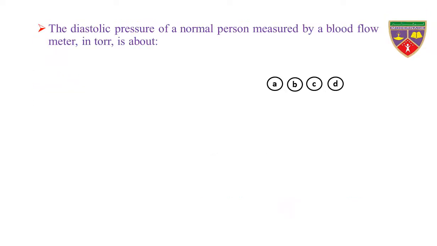The diastolic pressure of a normal person measured by a blood flow meter in torr is about option A 75 to 80, option B 75 to 85, option C 75 to 90, option D 60 to 80. The key is 75 to 80. Therefore, the correct option is A.